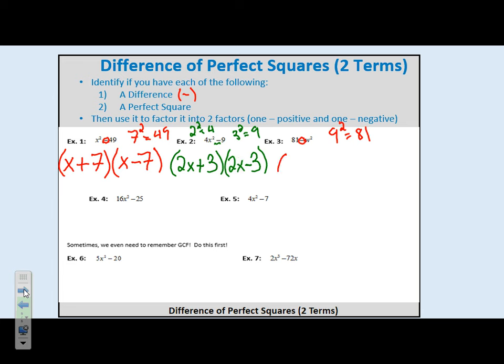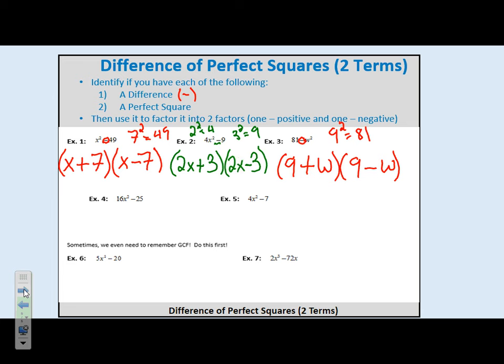Same idea, set it up into 2. Now this time, instead of starting with our variable, we're going to start with our number. So the square root of 81 is 9. So I have a 9 and a 9. One addition, one subtraction, and then we're going to have w and w. Okay. Now that one is all done.